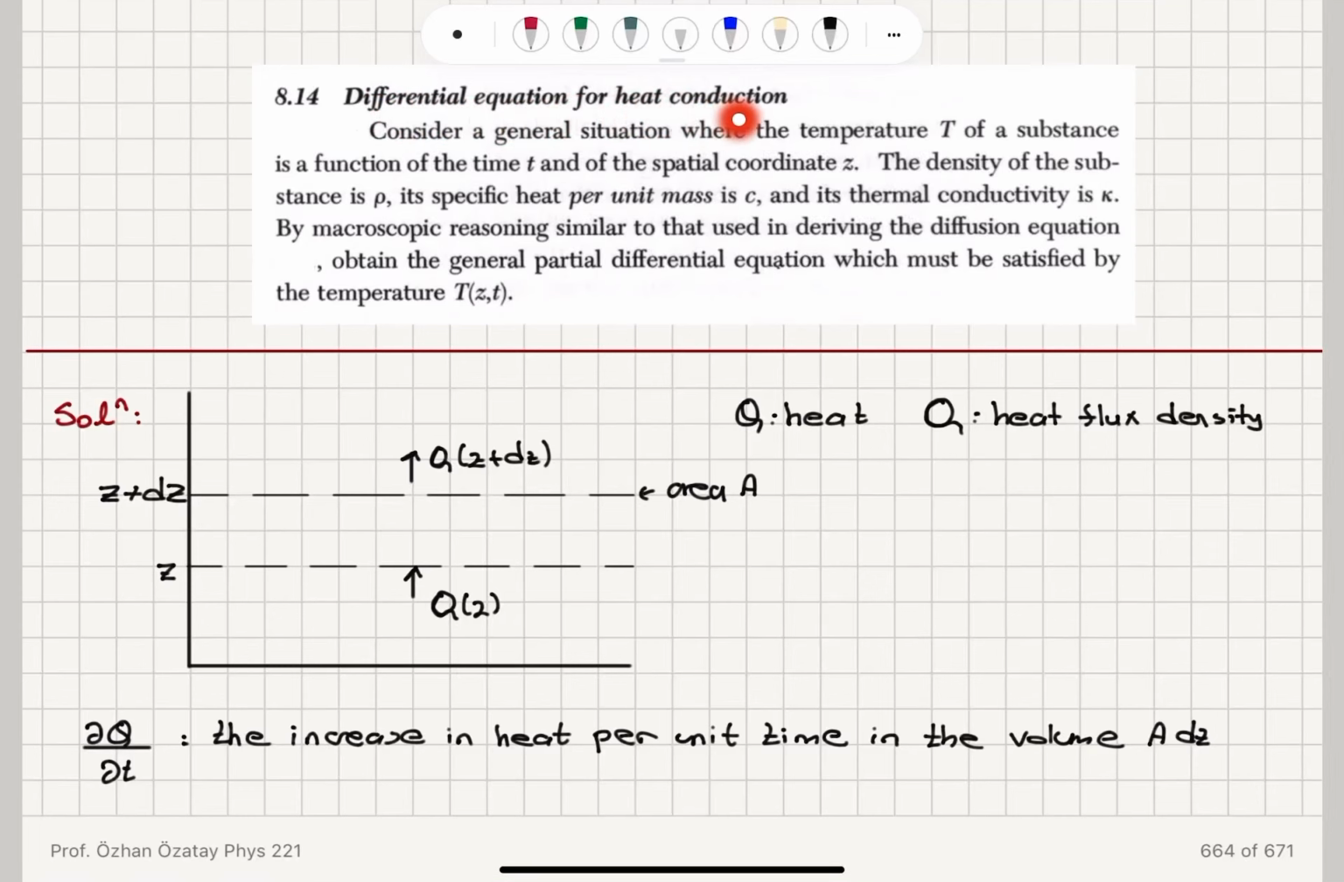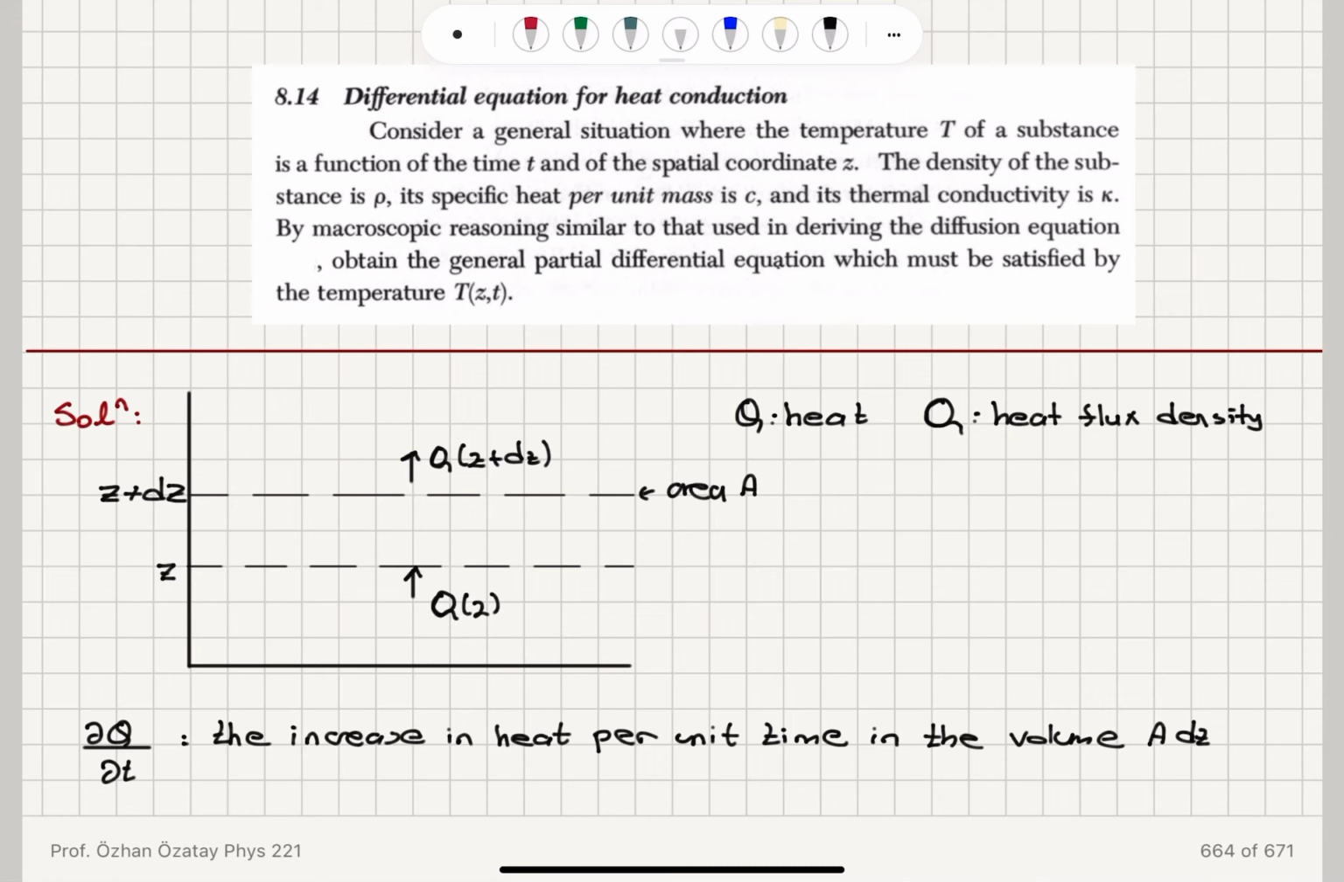Differential equation for heat conduction. Consider a general situation where the temperature T of a substance is a function of the time t and of the spatial coordinate z. The density of the substance is ρ, its specific heat per unit mass is C, and its thermal conductivity is kappa. By macroscopic reasoning similar to that used in deriving the diffusion equation, obtain the general partial differential equation which must be satisfied by the temperature, which is now time dependent and has spatial dependence.